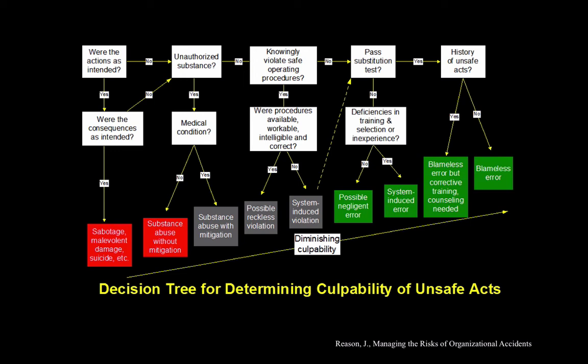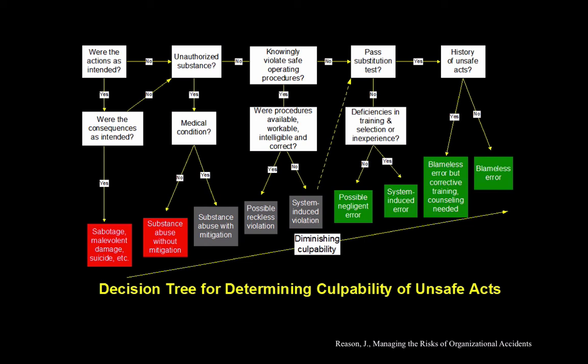Now, if the person had knowingly violated safe operating procedures, then you have to ask the question, were these procedures available for the person to review? Are they practically applicable? Is it common sense enough for people to understand how to apply it? And are they the right procedures to be followed in the first place? If all of these are yes, then probably it was a reckless behavior on the part of the person. And if it was not, that means it's a system failure, because the procedures that we set up were never right. Okay, and then you have to also ask the next question, which is about the substitution test.